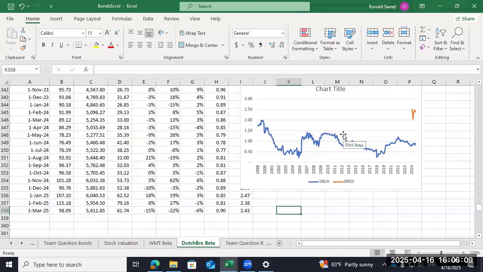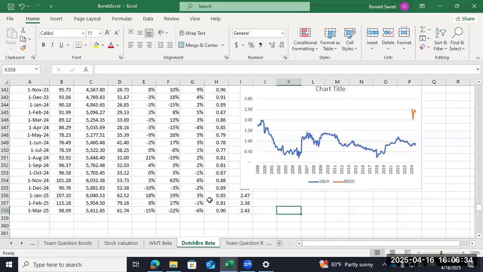Sometimes it works really well. I saw the other day we're looking at Ford and Tesla and Rivian. Tesla has a lot of history, Rivian doesn't. But the period of time where they have the same data, they're right on top of each other. So it gives you some confidence that Tesla is a good proxy for Rivian. You don't get that with Dutch Brothers because there's just not enough data.